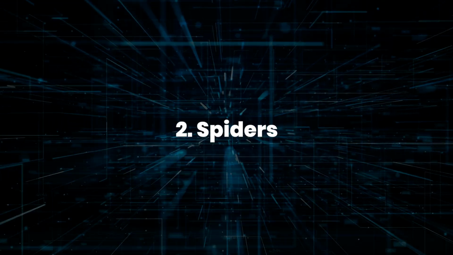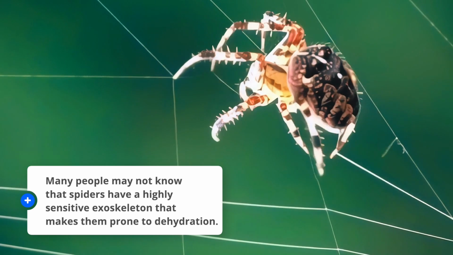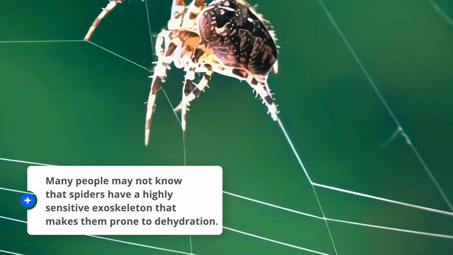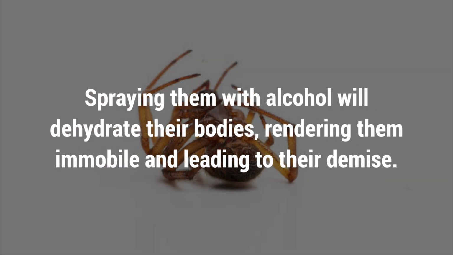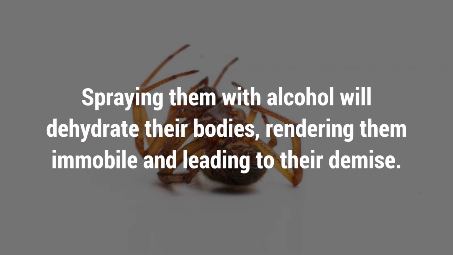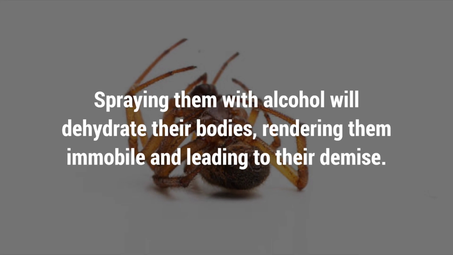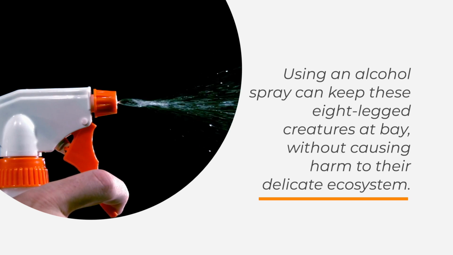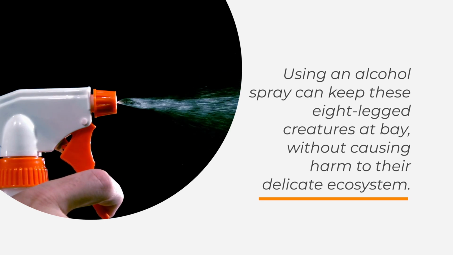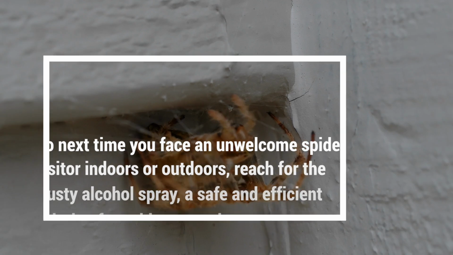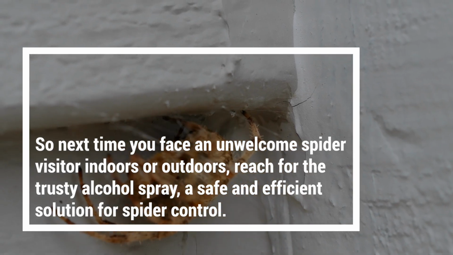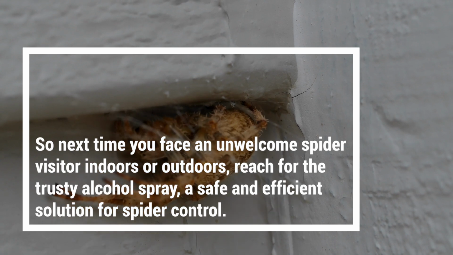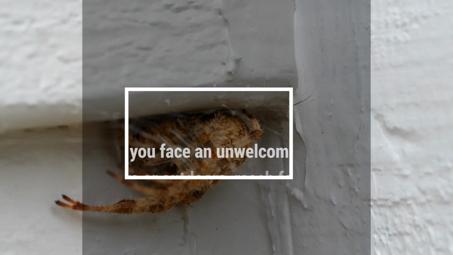2. Spiders. Many people may not know that spiders have a highly sensitive exoskeleton that makes them prone to dehydration. Spraying them with alcohol will dehydrate their bodies, rendering them immobile and leading to their demise. Using an alcohol spray can keep these 8-legged creatures at bay, without causing harm to their delicate ecosystem. So next time you face an unwelcome spider visitor indoors or outdoors, reach for the trusty alcohol spray, a safe and efficient solution for spider control.